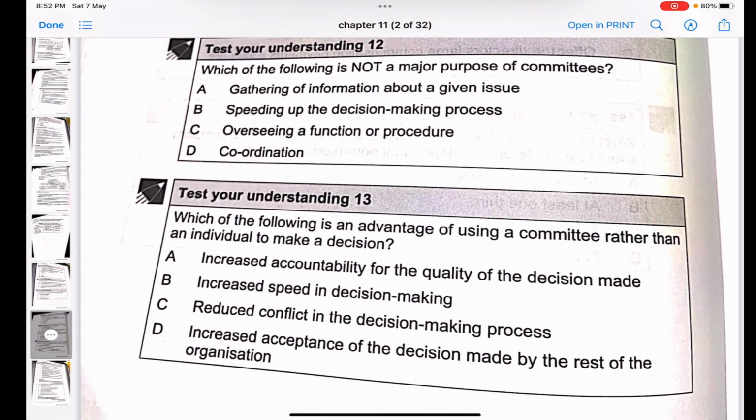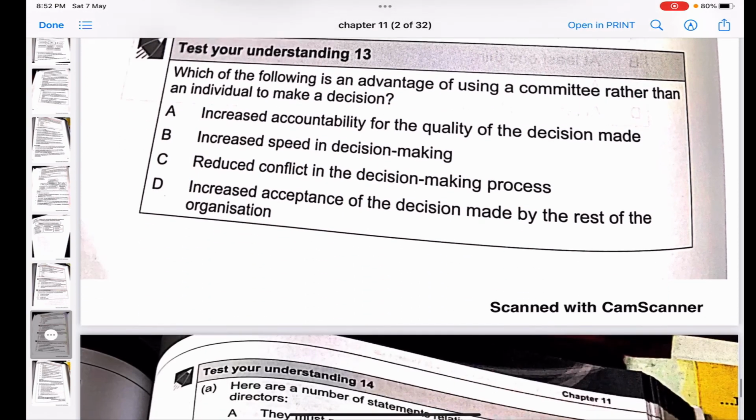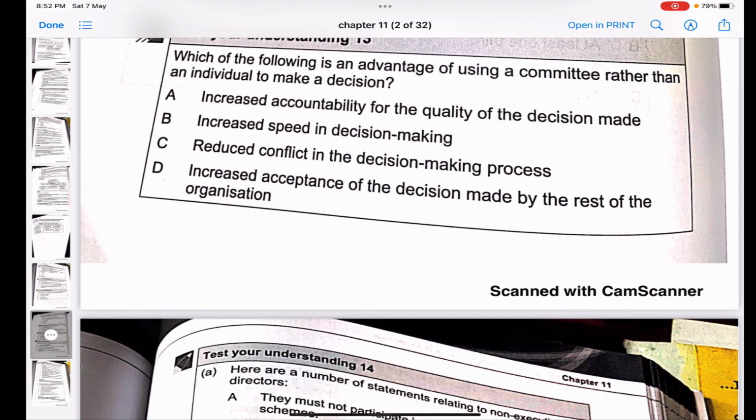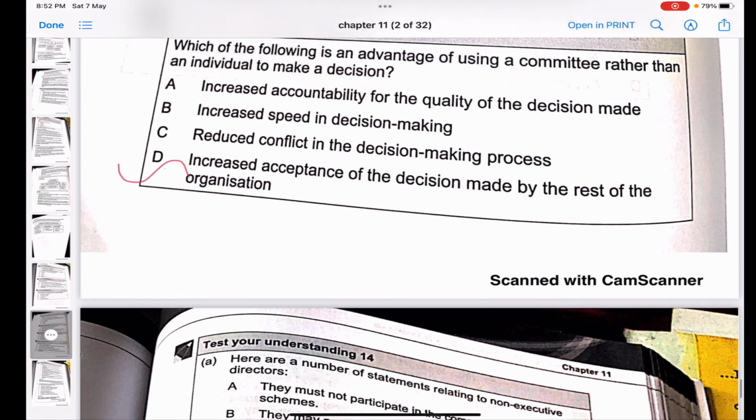Which of the following is not a major purpose of committees? Okay. What did we see? That a committee buys time for the company and it acts as a delaying mechanism. So speeding up was never its major purpose. Which of the following is an advantage of using a committee rather than an individual to make a decision? So everybody will agree to this as well.